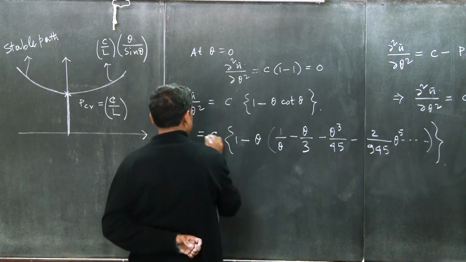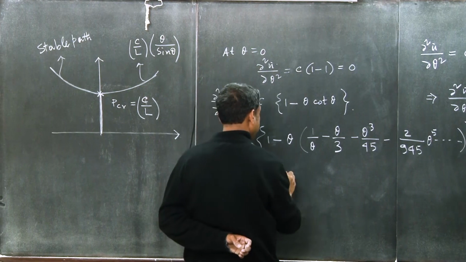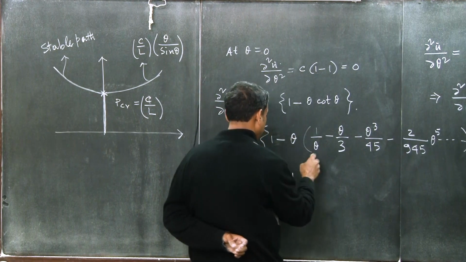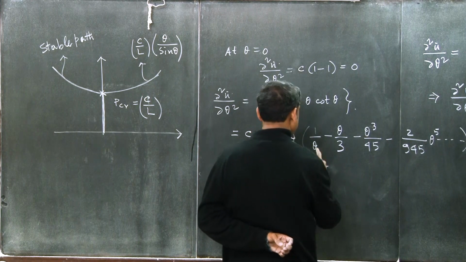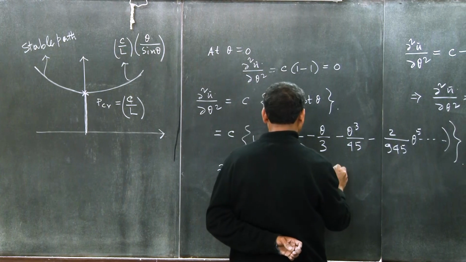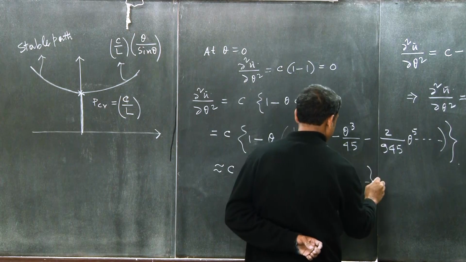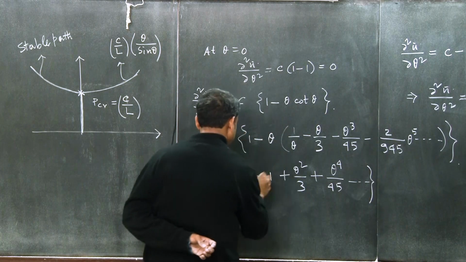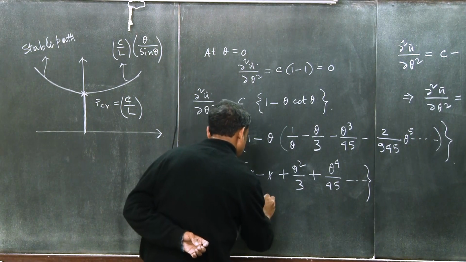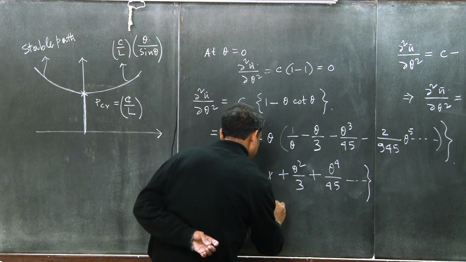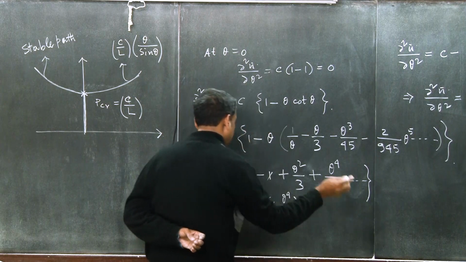Okay, so 1 minus this, the 1 will go, and then plus theta square by 3 and then theta to the power 4 by 45 and whatever. I am going to neglect all these things. So this will go. So I am going to write C times theta square by 3 plus theta to the power 4 by 45, and things like that.